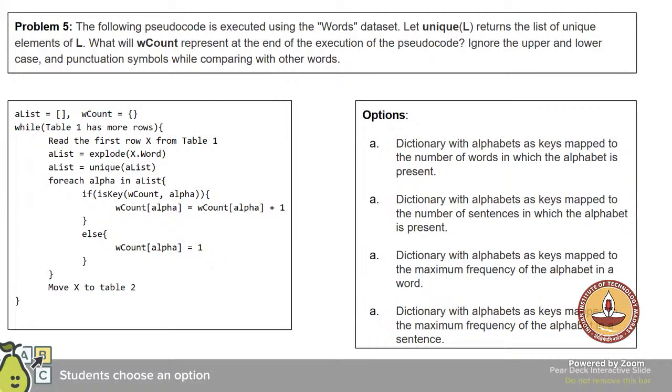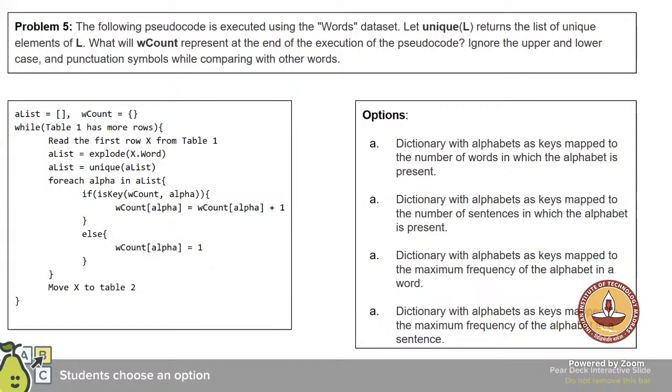It's not maximum frequency. No, we are not storing the maximum frequency. A dictionary with alphabets as keys mapped to the maximum frequency of the alphabet. See, we are not even storing that. We will store each and every frequency. We are not storing only the maximum frequency, right?